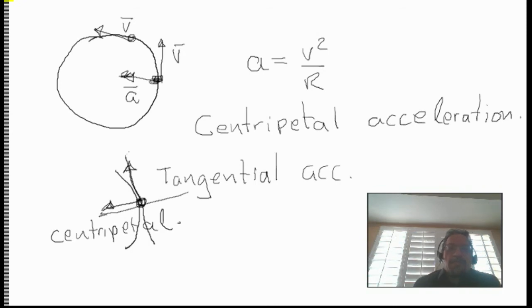So when we see the name centripetal acceleration, it just means that we are looking at that component, and if we are moving in a uniform circular motion, that one has only centripetal acceleration. It does not have a tangential acceleration since the speed is constant.